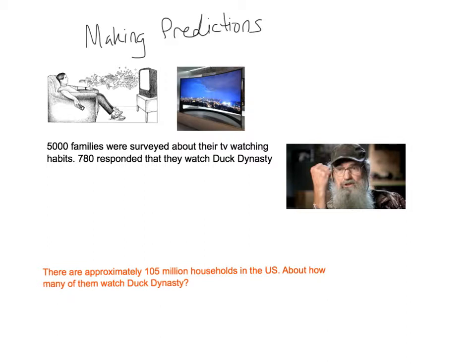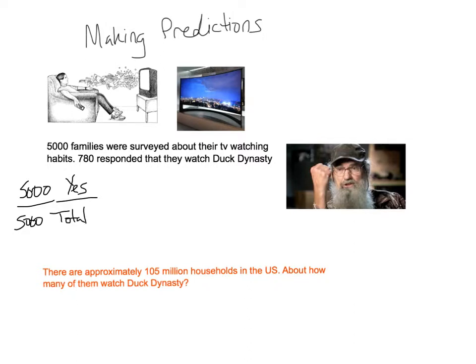So let's figure out, of these 5,000 families that were surveyed, how many responded that they watched Duck Dynasty. So how would we do that? Think about this. If 5,000 out of the 5,000 said, yeah, we watched Duck Dynasty, well, that would be all of them, or 100%. And you would get that by doing 5,000 divided by 5,000, right? It'd be the people who said, yes, we watched Duck Dynasty, divided by the total number of people surveyed.